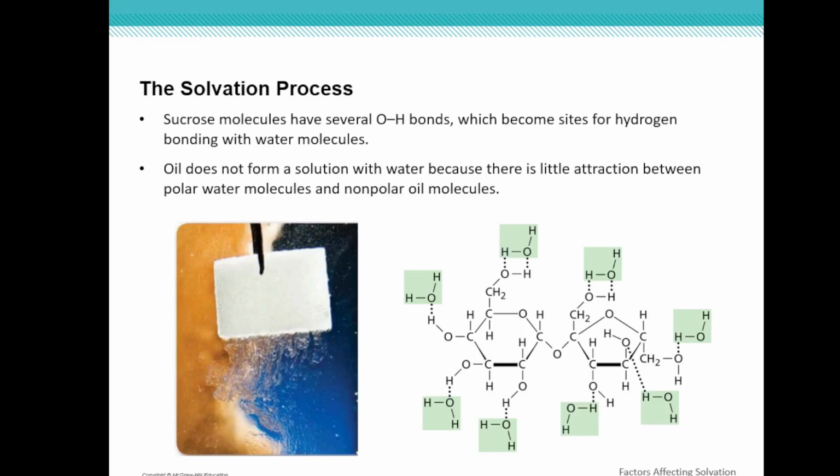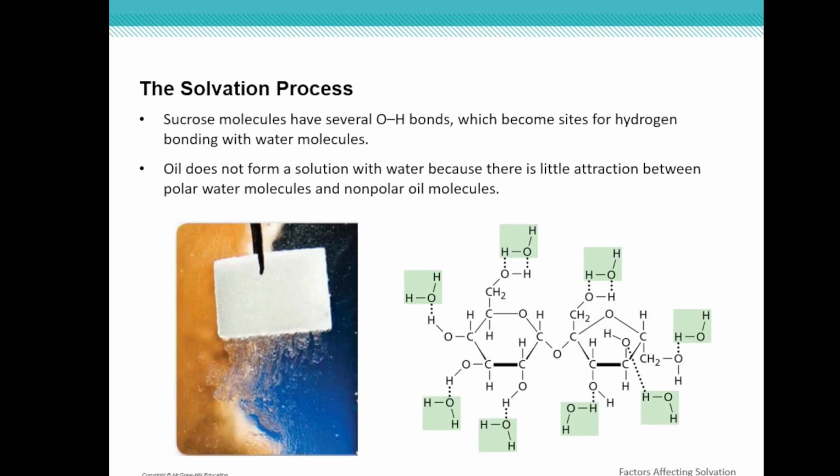Other things like oil do not form a solution at all with water because there's little attraction between the polar water molecules and the nonpolar oil molecules. So you have to have some sort of attraction between the water molecules and what they're dissolving. Otherwise, we would call it hydrophobic, and it's not going to want to interact with the water at all.